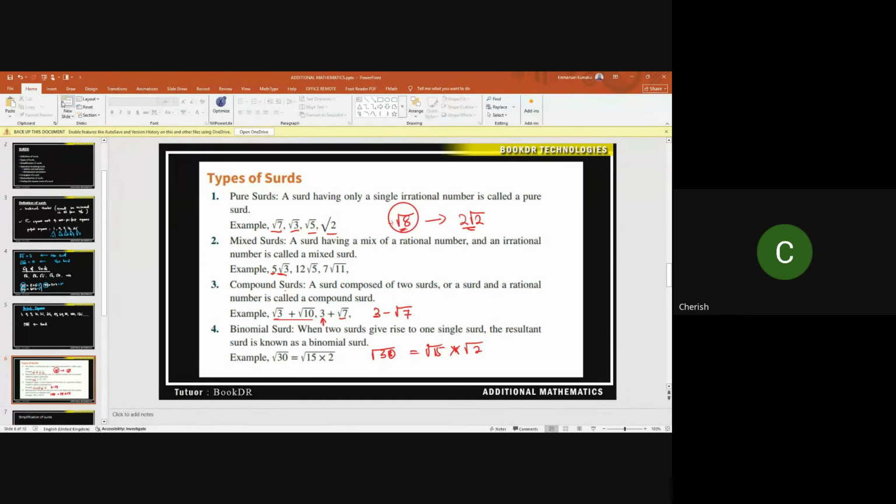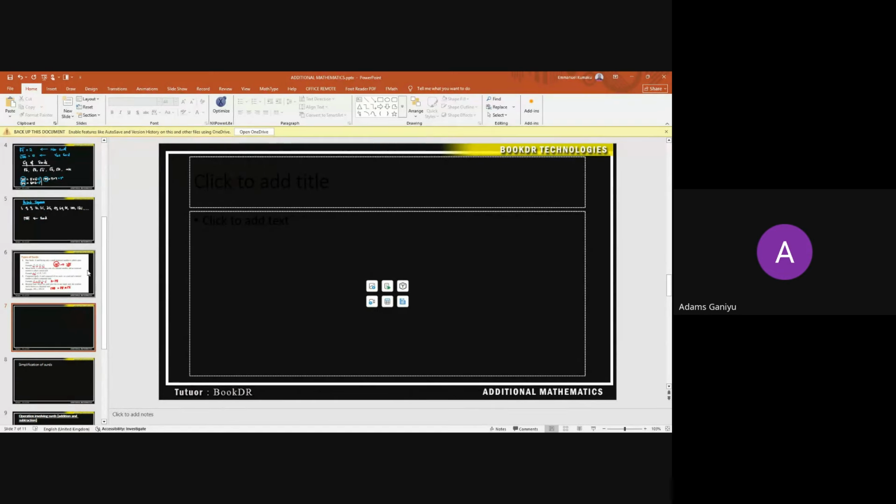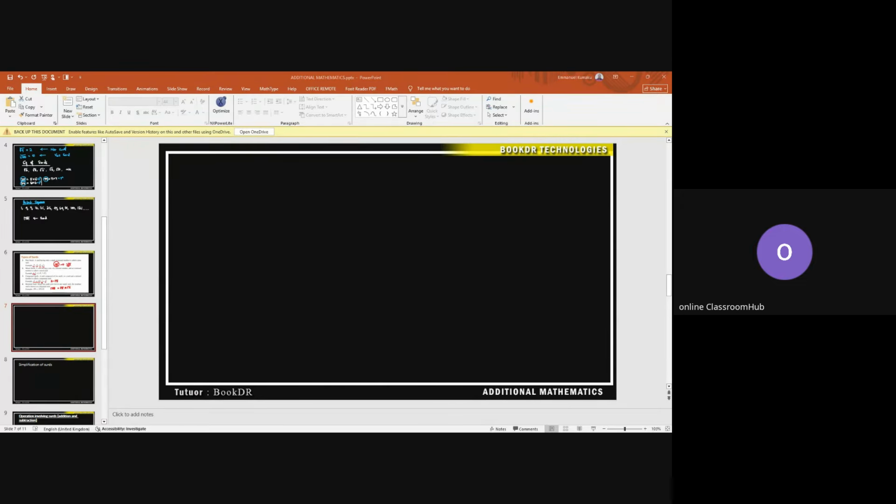Sir, please, we can't see the board. You can't see the board? That might be from your end, because from my external monitoring device, it's showing. The board just went blank. Yeah, blank. I've opened a blank page. I see it.